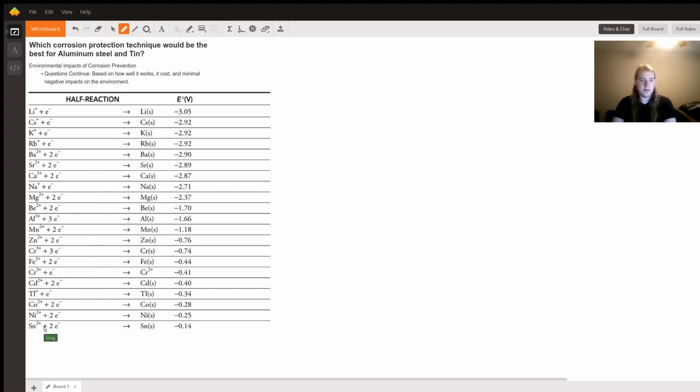And then tin, well, tin's way down here, so we could pick anything higher up: nickel, cobalt, cadmium, chromium, iron. All of these would work. What I'd say is use iron, because iron is cheap and not particularly toxic, and things like cadmium, chromium, nickel, and cobalt are way more expensive and way more environmentally hazardous. So that's your answer.